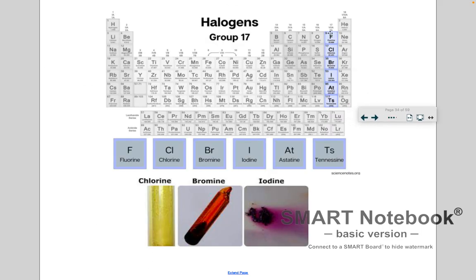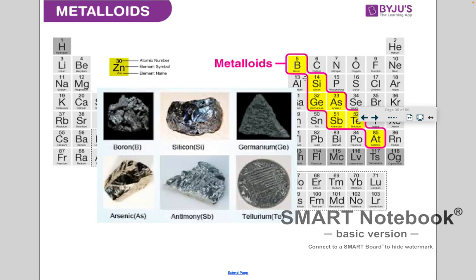So here's group 17 of the halogens: chlorine, bromine, iodine, just to name a few, but astatine, tennessine, and fluorine belong to the halogens. Here's our metalloids. Okay, this is kind of like a staircase. So boron, silicon, germanium, arsenic, antimony, and others. So, a blurry picture of our metalloids there.